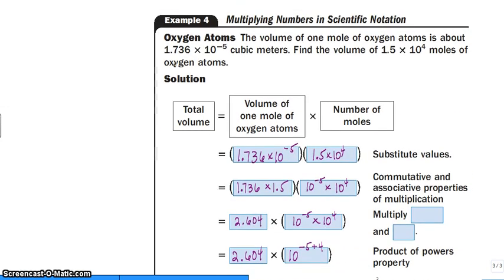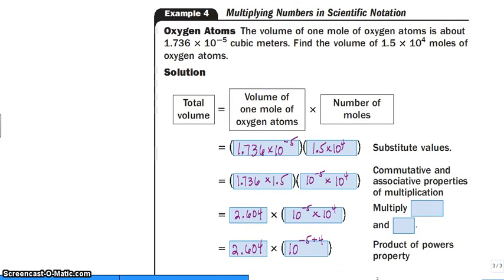And then last but not least is this example. Go ahead and copy that down while I read. The volume of 1 mole of oxygen atoms is about 1.736 times 10 to the negative 5 cubic meters. Find the volume of 1.5 times 10 to the 4 moles of oxygen atoms. They give you the formula because, you know, we're not in chemistry here. So here's the formula. 1 mole, that's this number. Number of moles, that's this number.